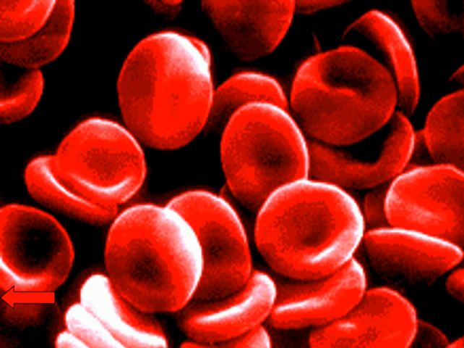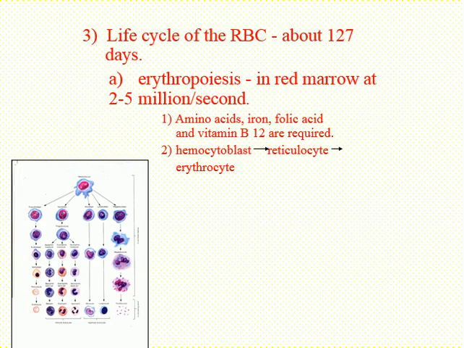All right, so life cycle of a red cell, about 4 months, plus or minus. So 127 days, right? But about 4 months. The making of red blood cells has a special name. We call that erythropoiesis. Poiesis means to make. So the making of red blood cells, right? Erythropoiesis. It occurs in your red marrow.